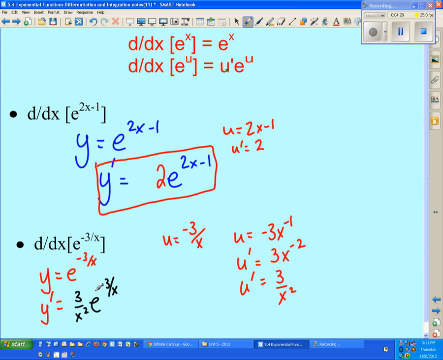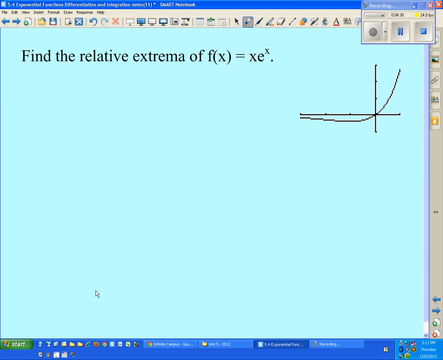So then the final one is to find the relative extrema of this function. And if I'm trying to find that, remember we're looking for a max or a min. And basically the max or min is when we set the derivative equal to 0. So we're going to have to go ahead and find the derivative of this function, and then we could do a first derivative test to find out what's happening. So I'm going to say f of x equals x e to the x.